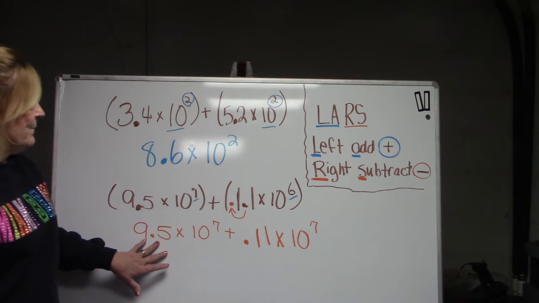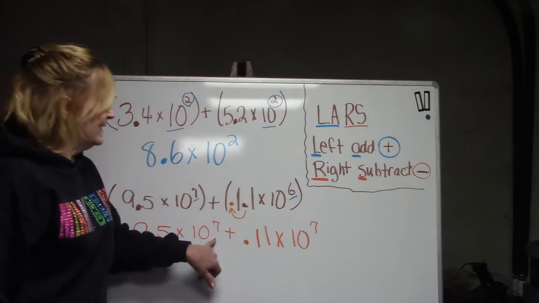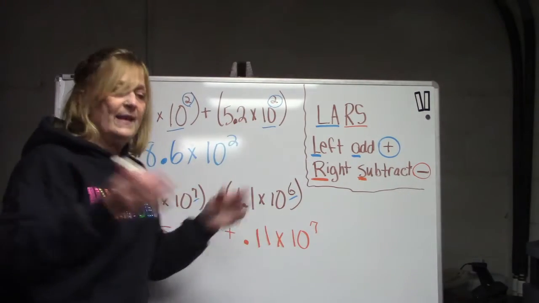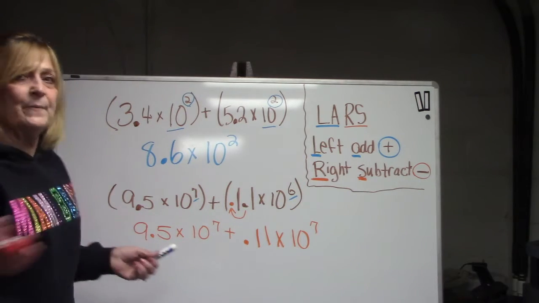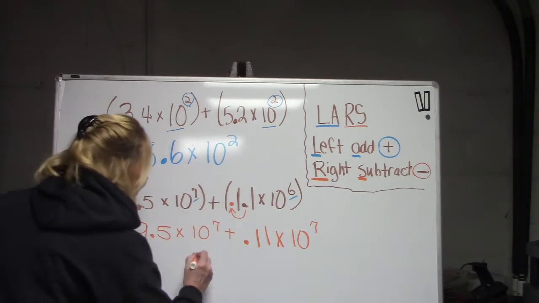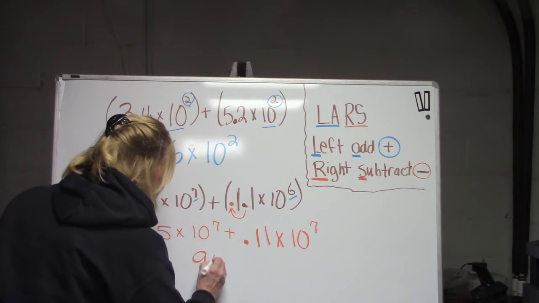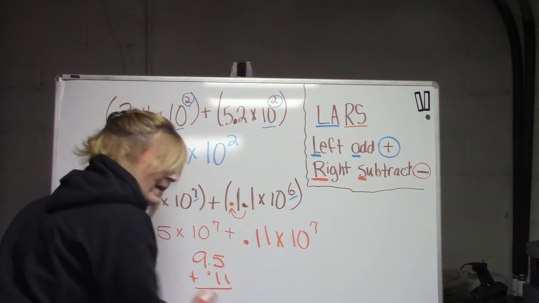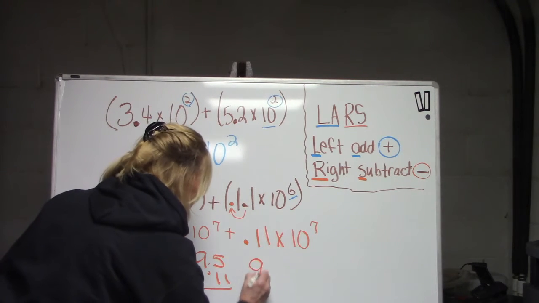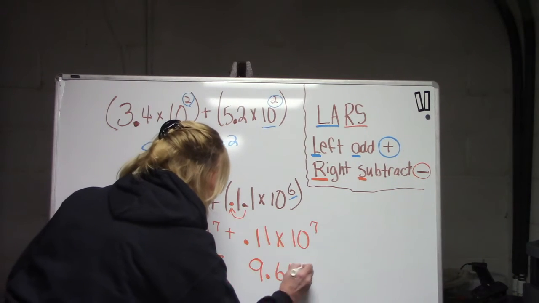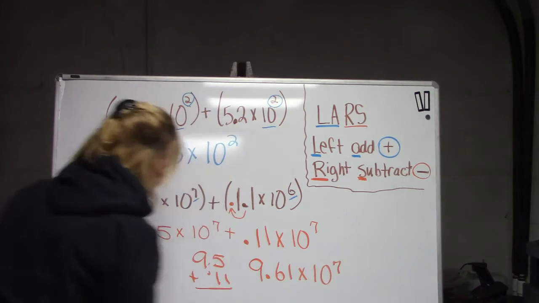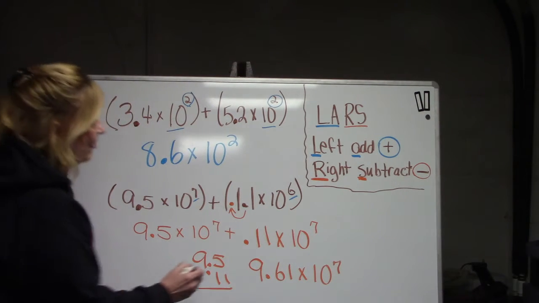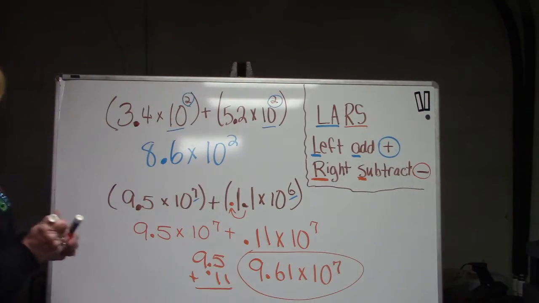Now I've got this number times 10 to the 7th power, base 10 to the 7th. This number times base 10 to the 7th power. We're good to go. Now we can add them up. If you punch them in the calculator, that's fine. If you prefer to line them up, one on top of the other, 9.5 plus 0.11, and you will get 9.61 times 10 to the 7th power. That would be your final answer.